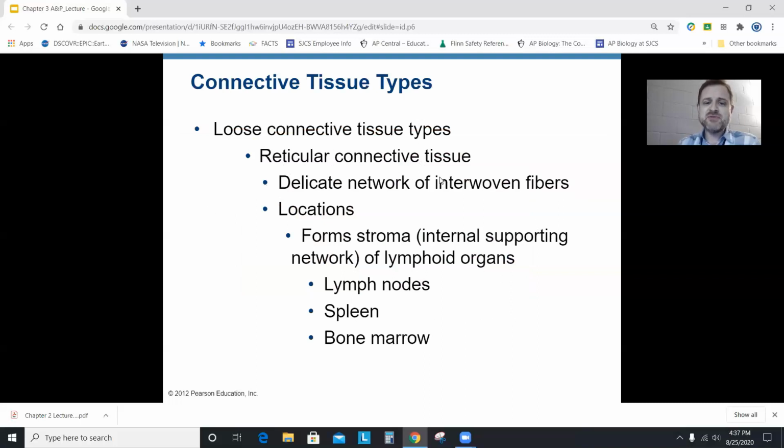Reticular connective tissue: the main examples here, when we talk about your lymphatic system, lymphatic tissues, lymph nodes, this relates to your spleen and your bone marrow. This is sort of like a very delicate network of interwoven fibers. They're also important in your immune system. More about these tissues when we do the lymphatic system and the immune system. Just know that they're found in lymph nodes, your spleen, and bone marrow.